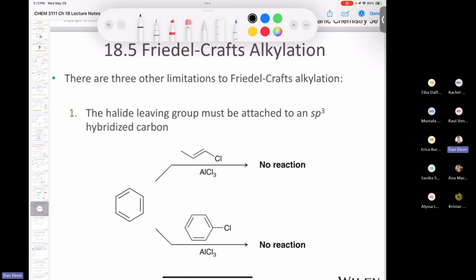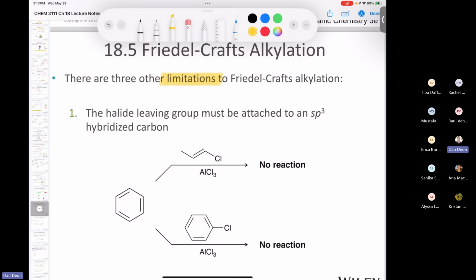Now, there are some limitations. You know what Dirty Harry said, you've got to know your limitations. So the limitations to the Friedel-Crafts are this. Number one, the leaving group, the halogen, has to be attached to an sp3 hybridized carbon. If it's on an sp2 hybridized carbon, it doesn't react.